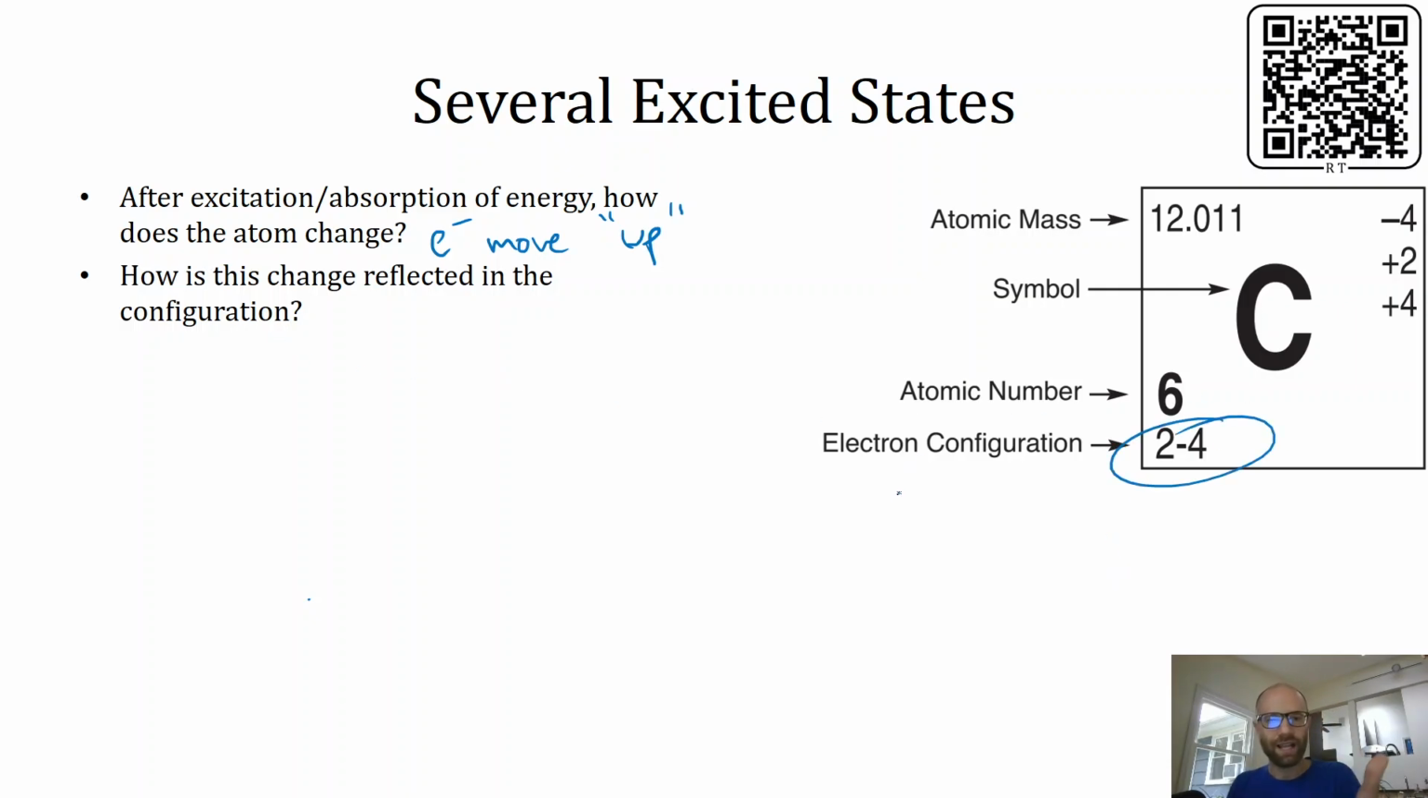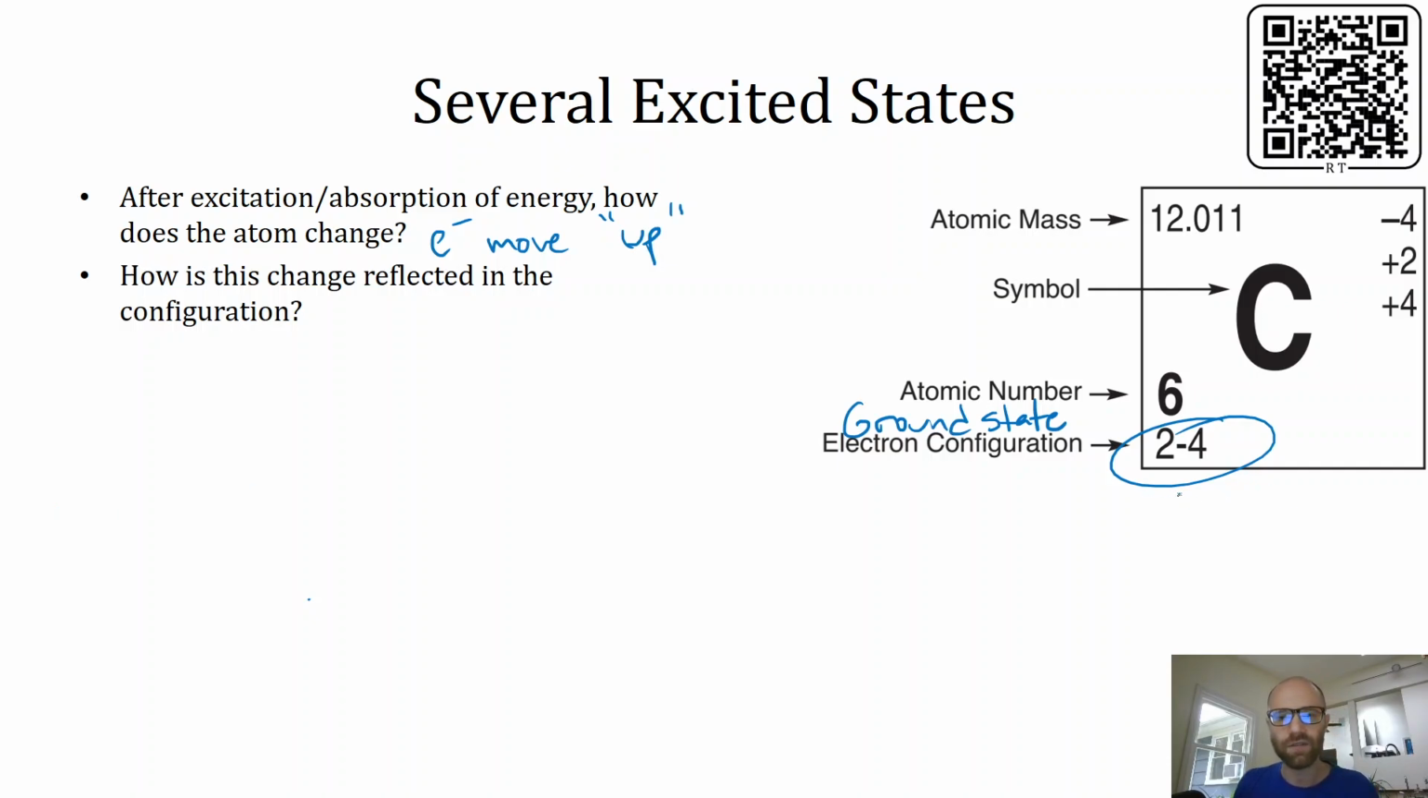At this point, I think it's worth saying that what is on the periodic table, by how they've built it, is always the ground state. So you can kind of insert that in there mentally. 2-4 is the lowest state, which is consistent with what we saw before. The first energy level holds 2, the second holds 8, but carbon as an atom only has 6 electrons, so the first 2 go in the first, and the second 4 go in the second.